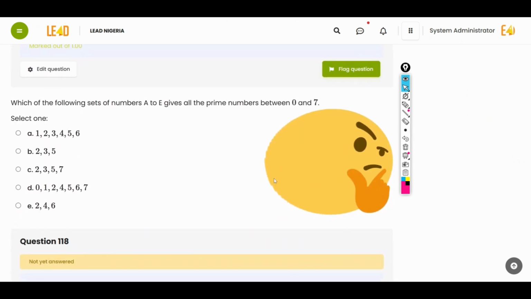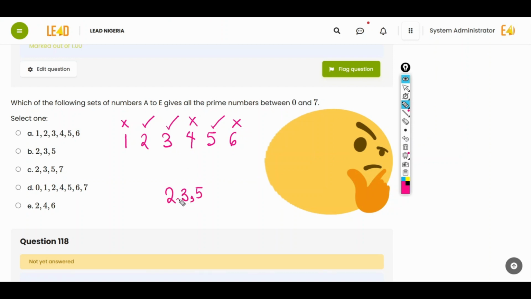Question 117 says, which of the following sets of numbers, in options A to E, gives all the prime numbers between 0 and 7? Okay, I think we've answered this somewhere before. Between 0 and 7, we have 1, 2, 3, 4, 5, 6. The prime numbers there: 1 is not prime, 2 is prime, 3 is prime, 4 is not prime, 5 is prime, 6 is not prime. So the correct answer should be 2, 3, and 5.